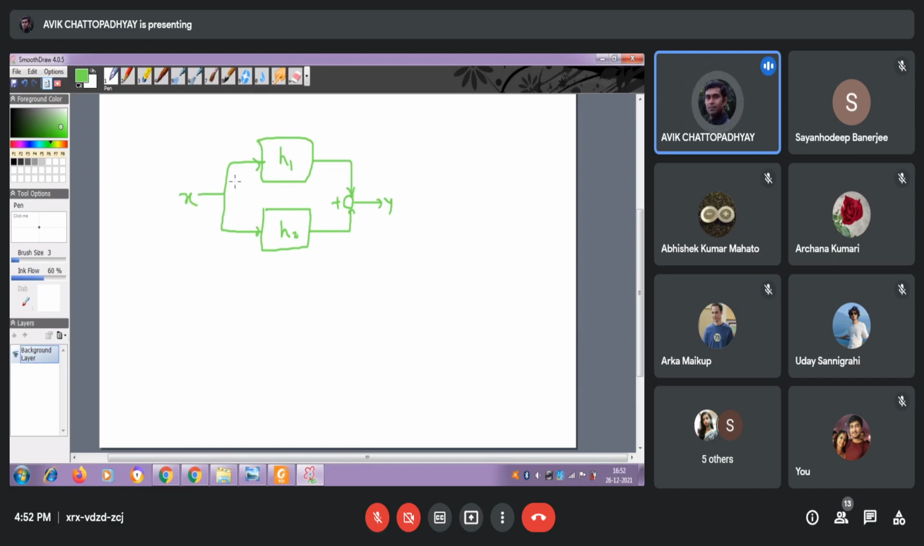Now, if you follow this path, X is getting convolved with H1, and it is producing an output called Y1. And if you follow this other path, the same input is getting convolved with H2, which is of course a different system, a different impulse response. After convolution, whatever you get is called Y2. Then Y1 and Y2 are added, and finally we get Y. This is a particular configuration of an LTI system. That means two LTI systems are connected in parallel, like this.